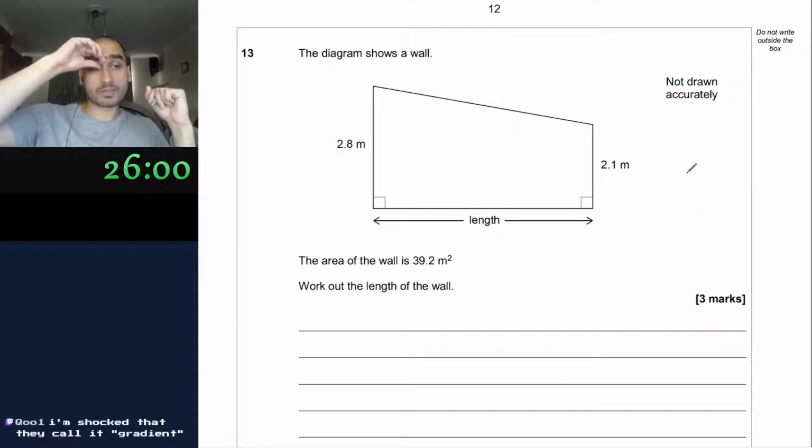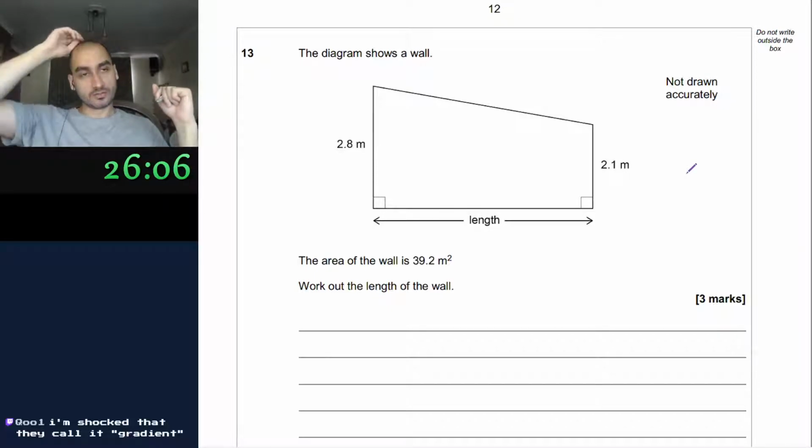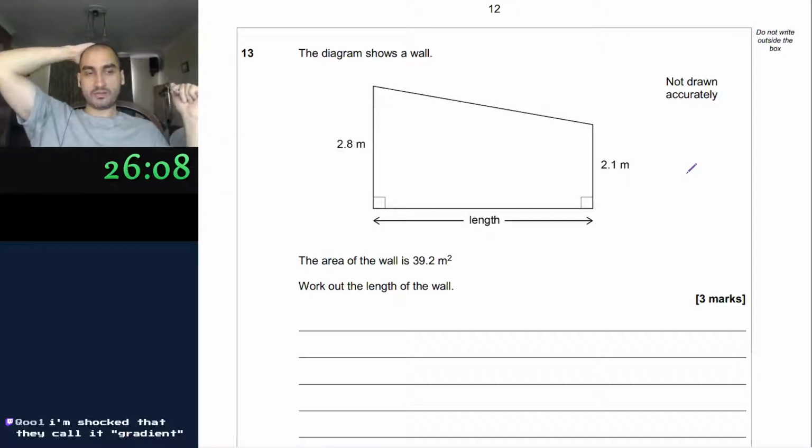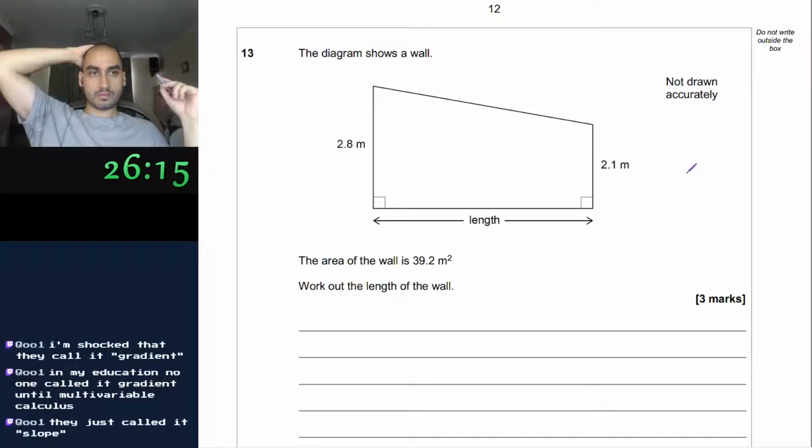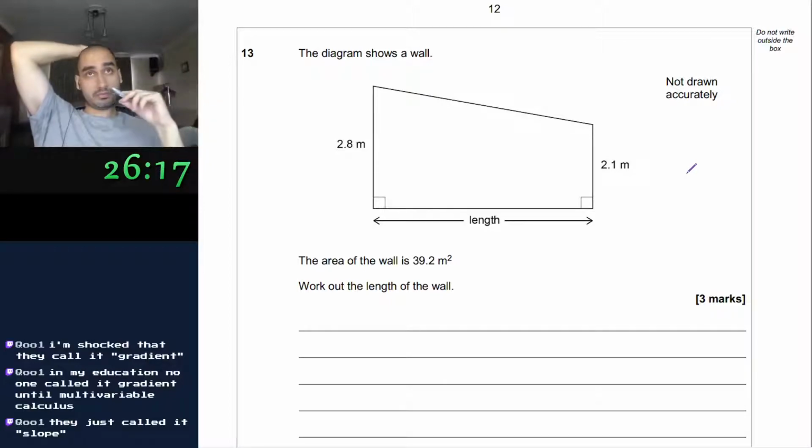I'm shocked they call it gradient. Why wouldn't it be called gradient? Isn't that normal? Like gradient descent? What do you call it? Oh, the slope? I'm sure we've used the slope as well, but gradient was pretty normal, I think.